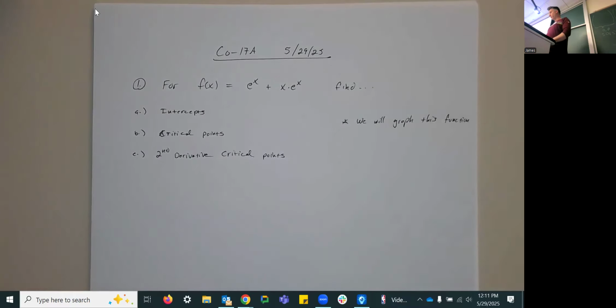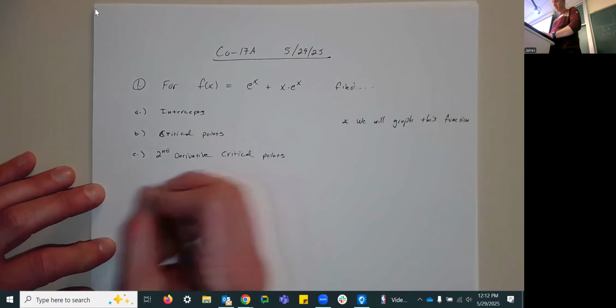But let's go ahead and find the things. So we're going to graph this eventually. So we're going to find all the usual things like the intercepts, the critical points, the second derivative critical points. I've left off the asymptotes, and that's with good reason. We will talk about them, though, once we start graphing. So let's go ahead and find the intercepts.